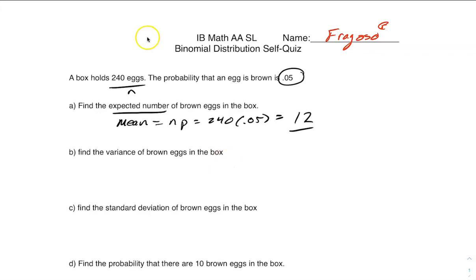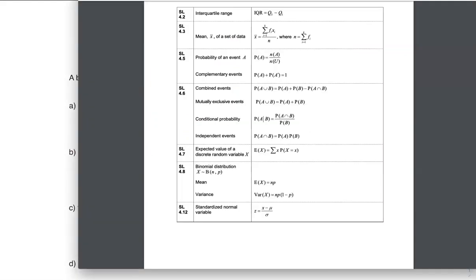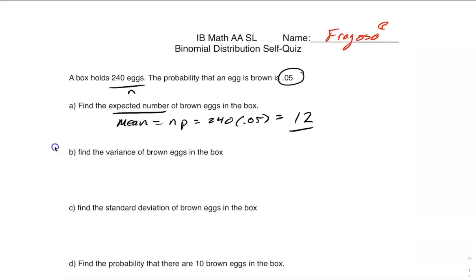So there we go. Find the variance of the box. Variance is also in your formula sheet, right here, n p (1 minus p). Now remember, it only works with binomial variance. If I ask you variance and it's not a binomial question, do not use this formula. Use your calculator to find the standard deviation and then square it.